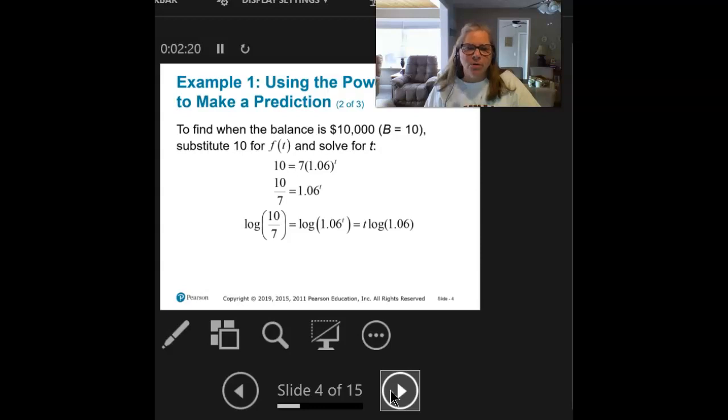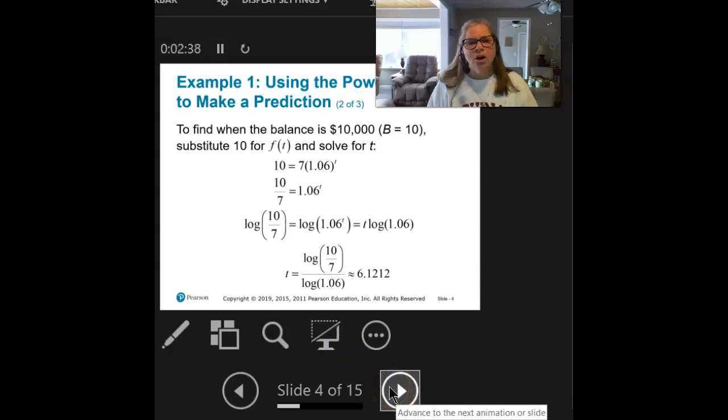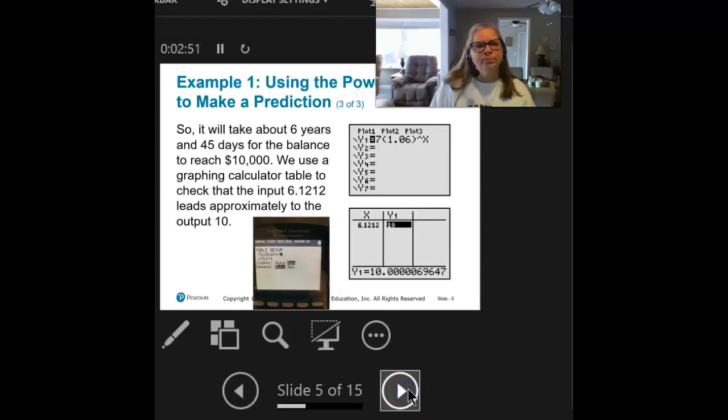We see that the variable is inside the parentheses and is an exponent. So it's important for us to use the power property to bring that to the front. So we have log of 10 divided by 7 equals t log 1.06. So we divide each side by the log of 1.06, and when we plug that into our calculator to the fourth place value, we get 6.1212.